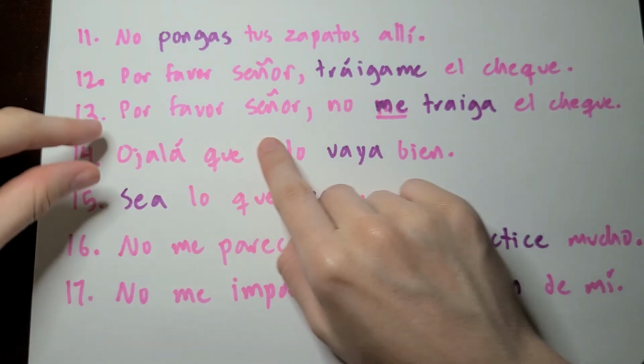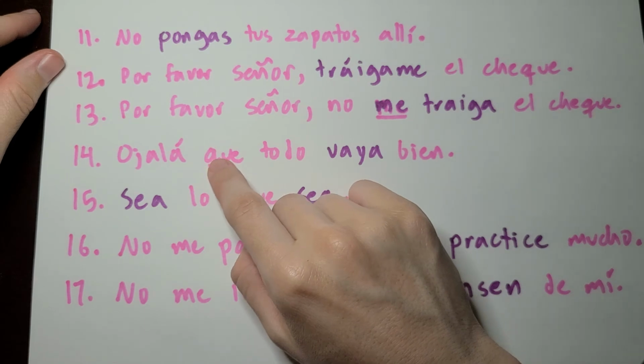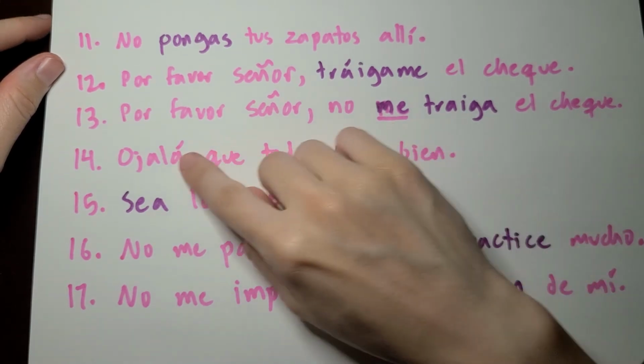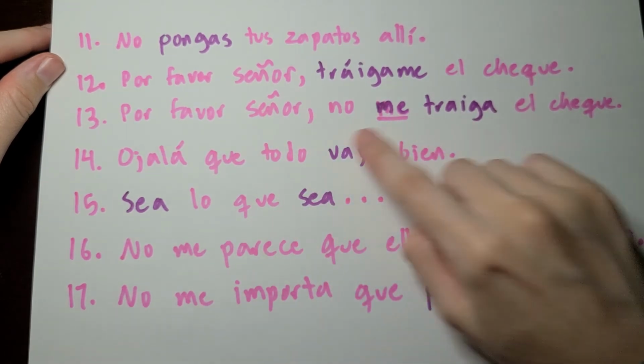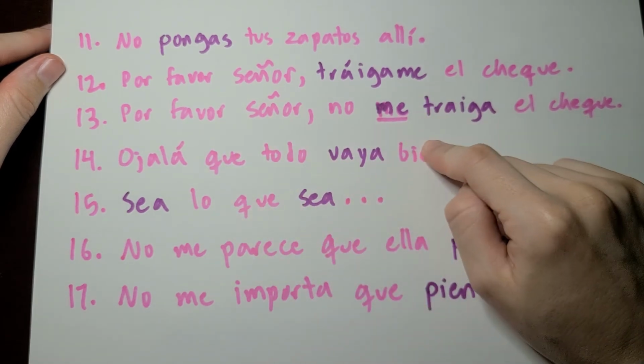13. Por favor, señor, no me traiga el cheque. This is a negative usted command, the exact same sentence, but he's saying, don't bring me the check. Por favor, señor, please, sir, no me traiga el cheque. Don't bring me the check. Negative usted commands use the subjunctive.